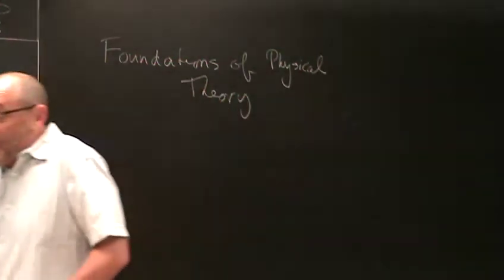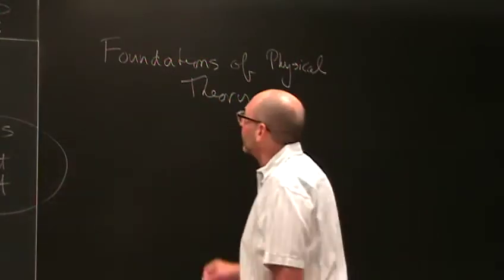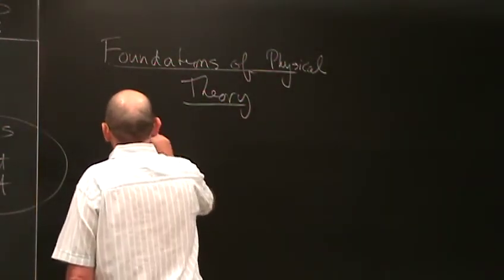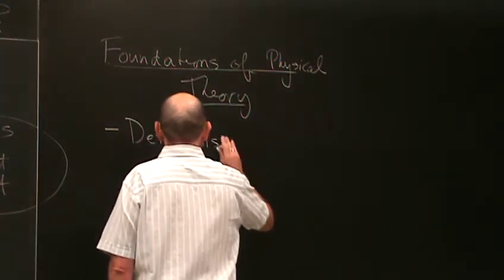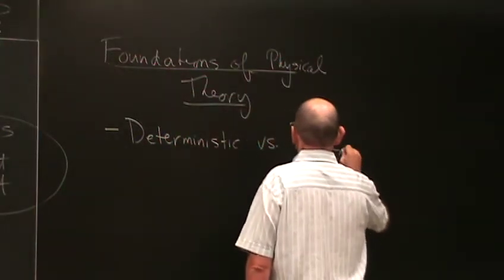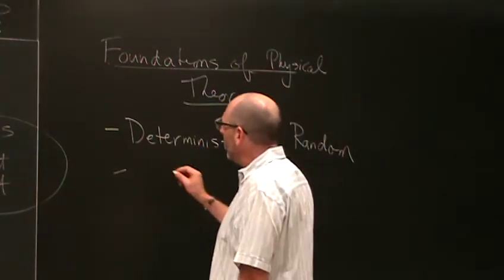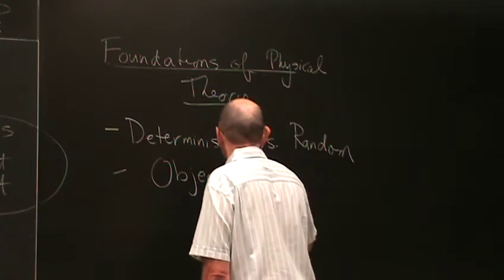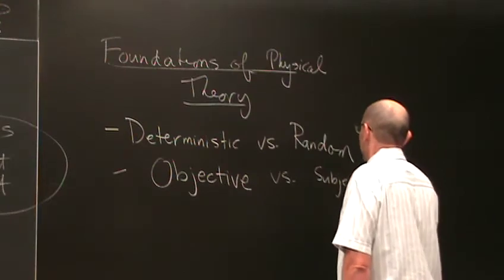So there are some very deep questions that reveal themselves in thinking about quantum mechanics. We have fundamental questions. Is physical theory deterministic versus random? We have the question of whether things happen in the world independent of us. Are they objective? Or are we in any way at the center of it?